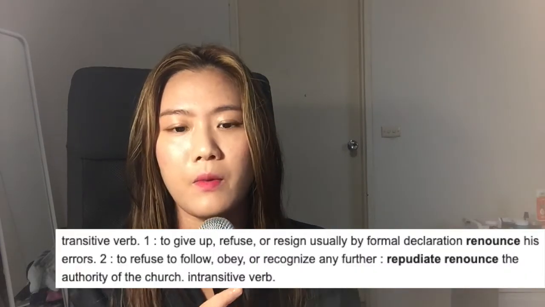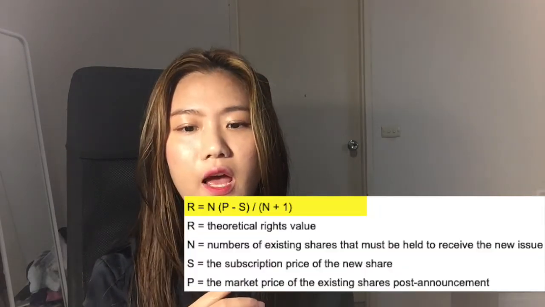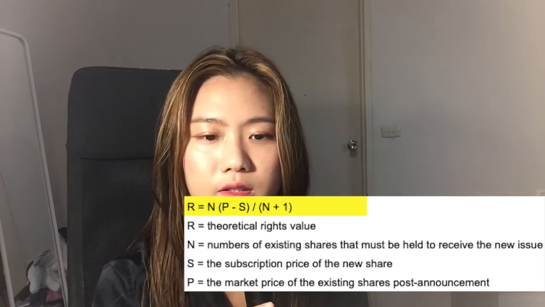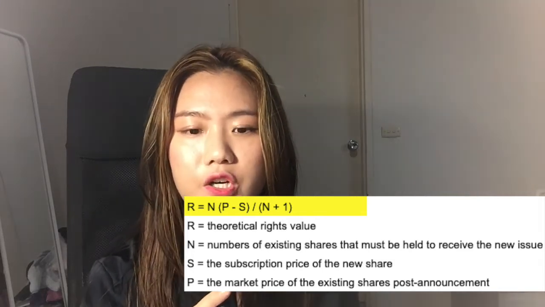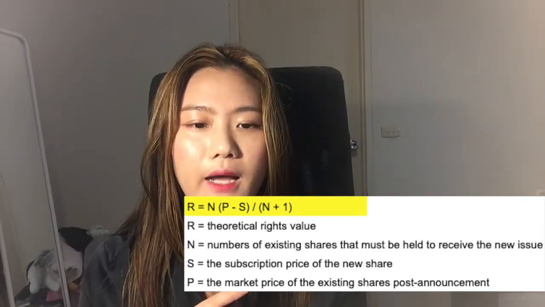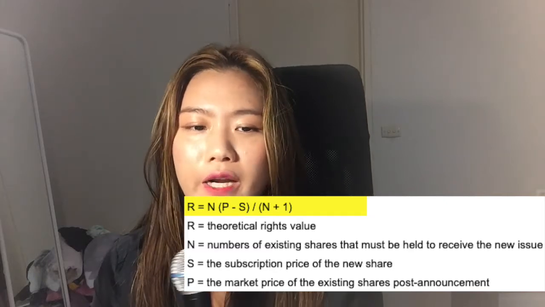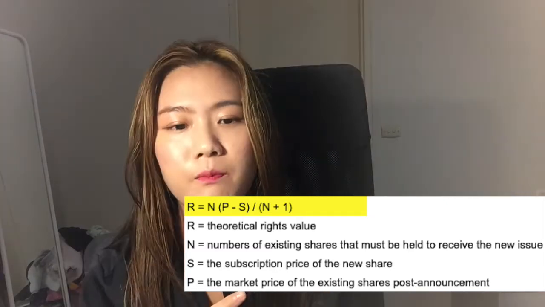Renounce means give up. If a shareholder does not take up the rights, then underwriter to the right issue will be able to take up the rights. So how do you calculate the rights issue? Theoretical rights issue formula for this is number of existing shares that must be held to receive the new issue times the market price of the existing shares post announcement, so share price before the issue, minus the subscription price for the new share, divided by bracket numbers of existing shares plus 1.